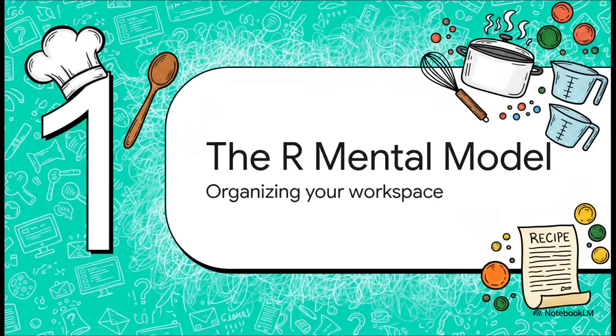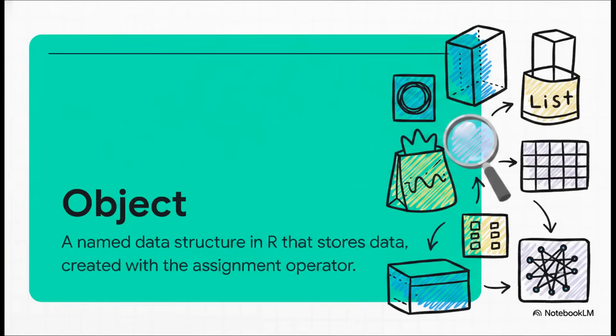Let's dive in. All right, Section 1, the R mental model. Let's get your workspace organized. Okay, the first thing to know is that in R, literally everything you create is an object. Think of it like a named container that holds your information. Whether it's just a single number, a list of patient names, a massive dataset, or even a complex statistical model, they are all objects.